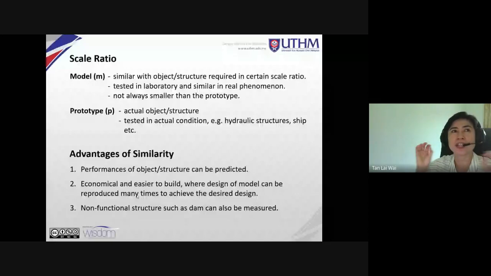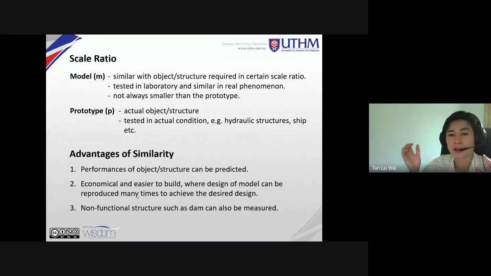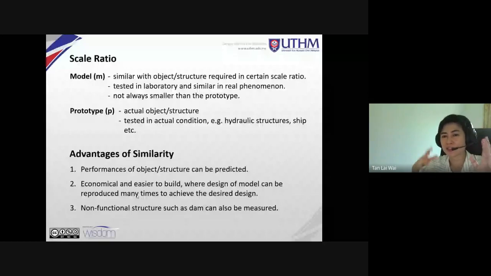You can actually test, for example, if you want to test them, it's so difficult to build the actual structure to test it, so you might want to scale it down, and you can do experiments so many times, right? And the third advantage given here, actually there are more advantages, all right? We just listed 3 here. So non-functional structures, for example here, a dam, it's actually non-functional, okay? The function is actually to store water behind it, right? So that means increase the head, right? Such as a dam can also be measured, right?